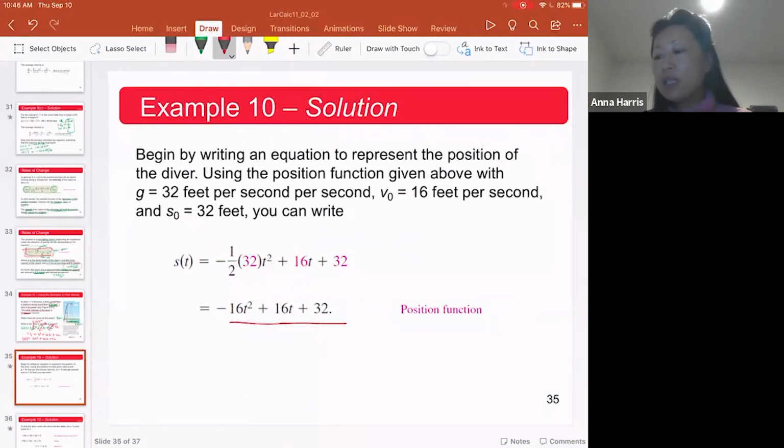So this is how you got here. Does everybody see how you got this? We got this because of the given information. They told you it's 16 feet per second. They told you that. And they also told you the initial height is 32 feet. So we get all this information.